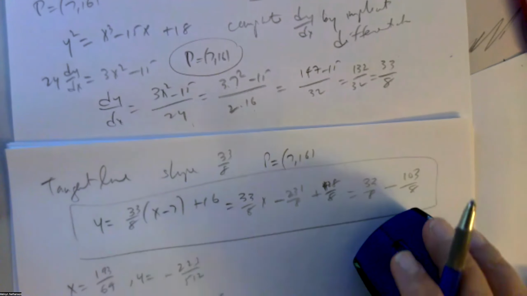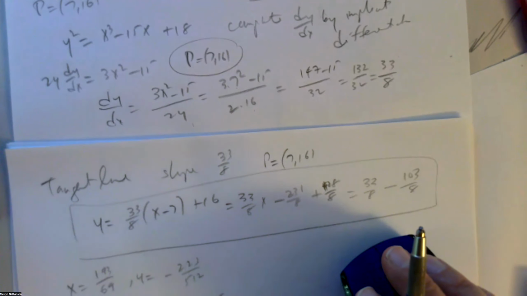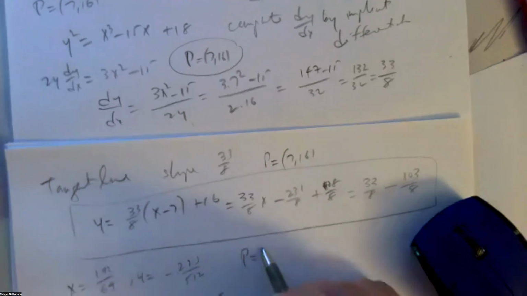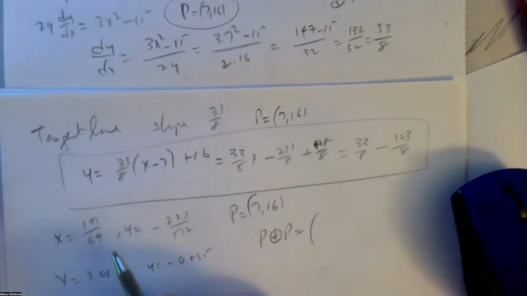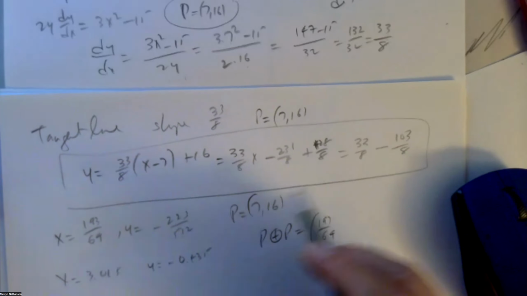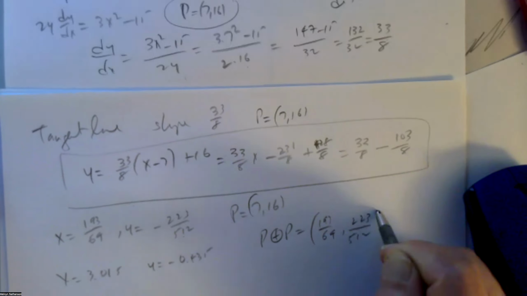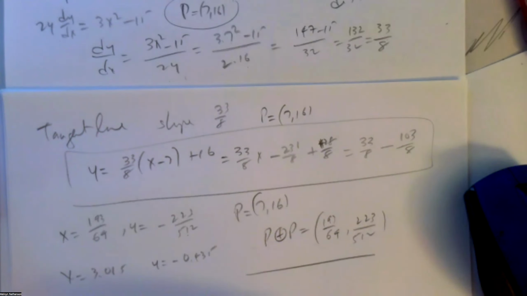So when P is equal to the point (7, 16) on the curve, P plus P is the point 193 over 64, and the negative of this, which is 223 over 512. So that is what happens when we add a point to itself. When we add a point to itself, the line we use is the tangent line to the curve at that point.